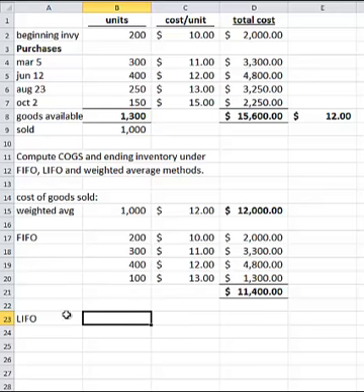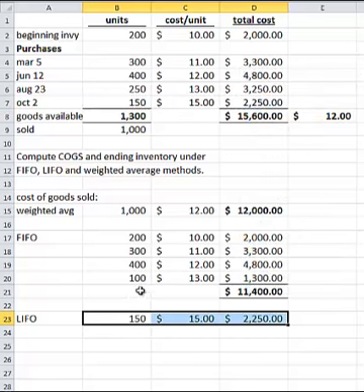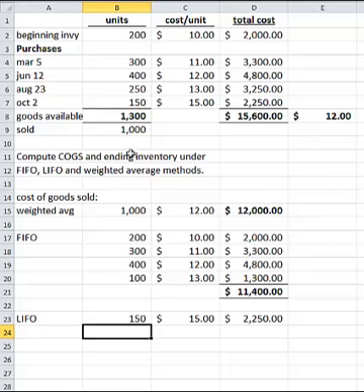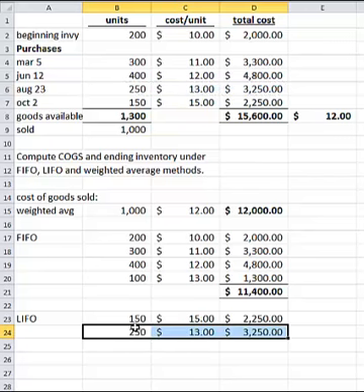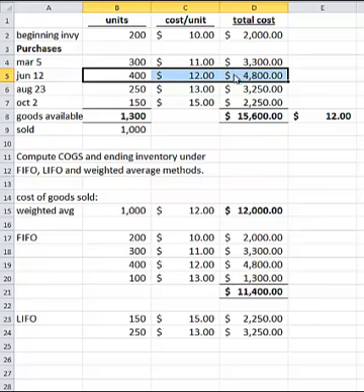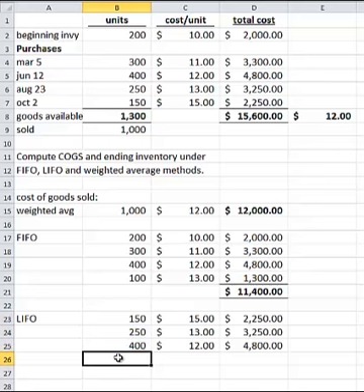Let's do LIFO. For LIFO, I'm going to pick the most recent layers to assign to cost of goods sold. What's the most recent layer? The latest purchase is the most recent layer. Alright, so I need to get 1,000 units sold. I have 150. I'll pick the next layer. Keep going. How many do I have now? I don't have 1,000. Pick another layer. Let's see, how many do I have now? 800. So I need another 200.